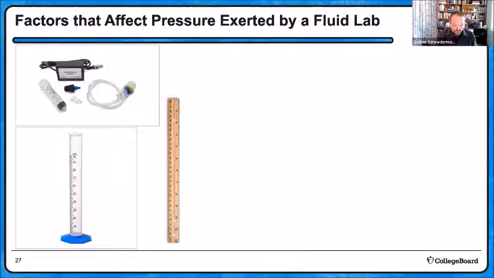So these are the three pieces of equipment that you need. You need a graduated cylinder filled with water. You need a ruler, or a meter stick works fine too, and a gas pressure sensor. Now, let me zoom in a little bit on this gas pressure sensor. I realize I got these things way smaller than I wanted to have.